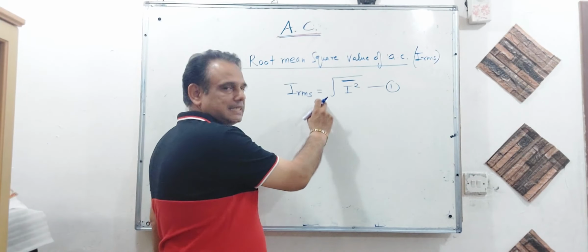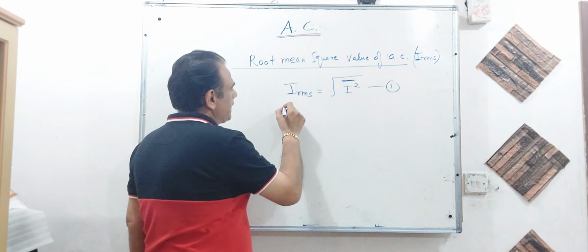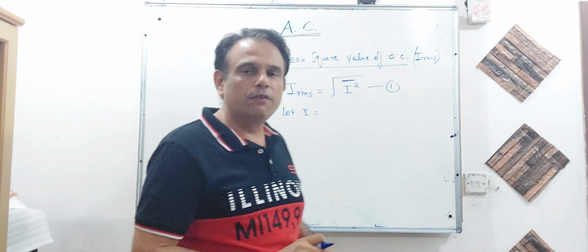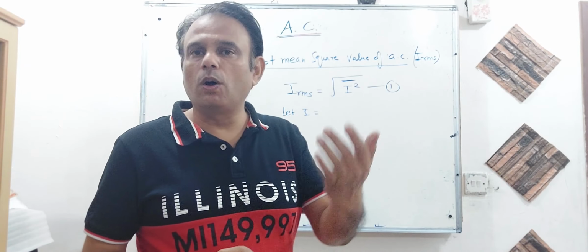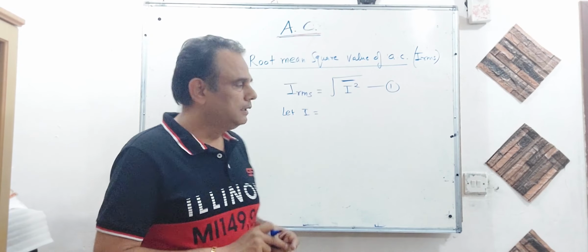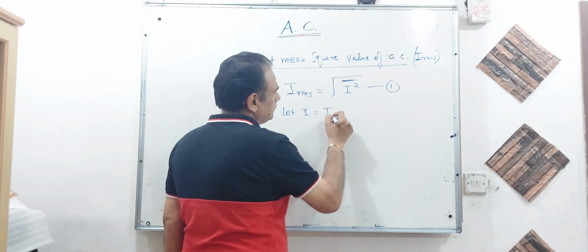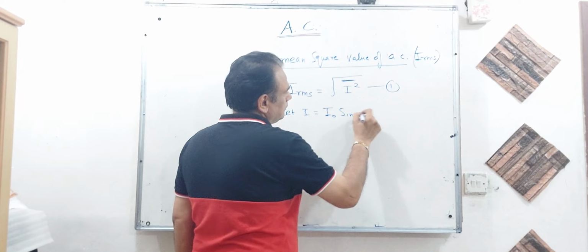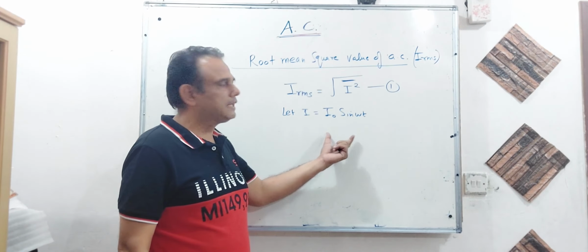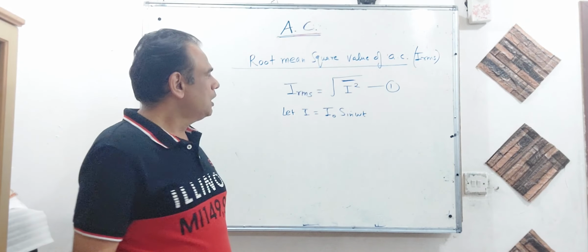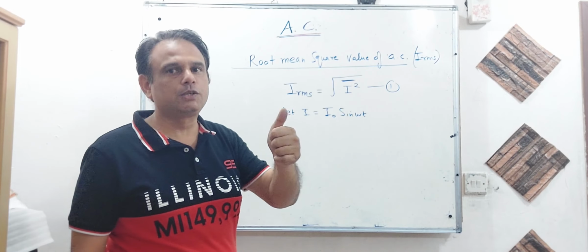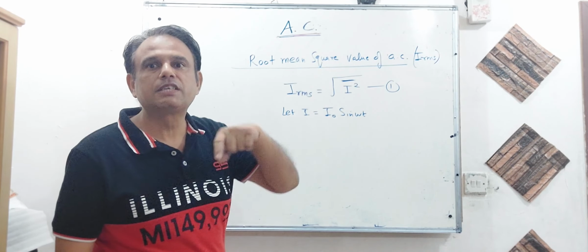Now how to find this? Again we will start, let I equal I0 sin omega t. For the instantaneous value of current, I can take sine function or cosine function, but throughout the chapter we will keep it as sine function. Here on the right hand side there are two terms, I0 and sin omega t. Out of this, sin omega t depends on time. So I have taken I first. I am going to apply the operations one by one. The last operation was square, so first we square it.